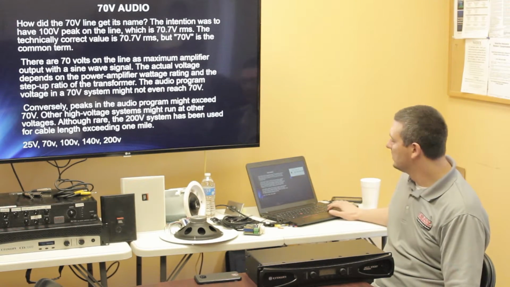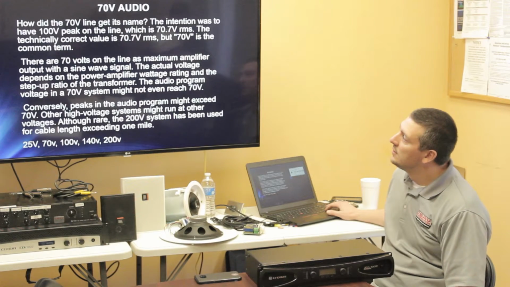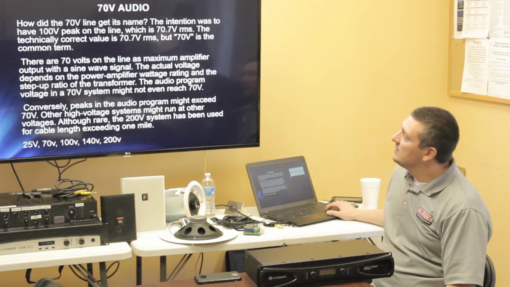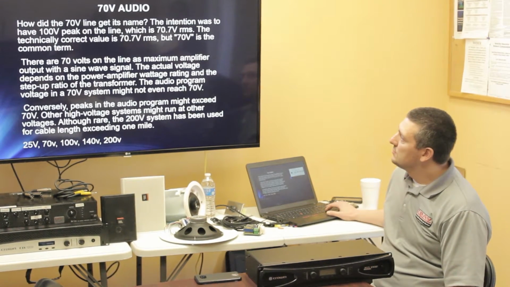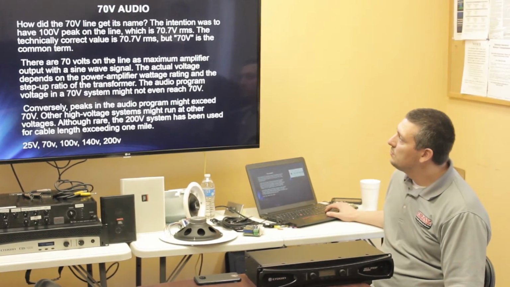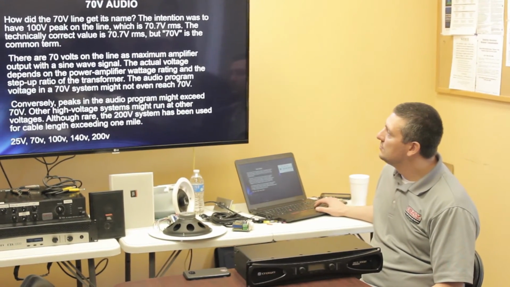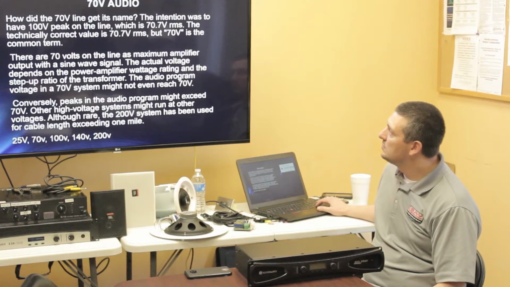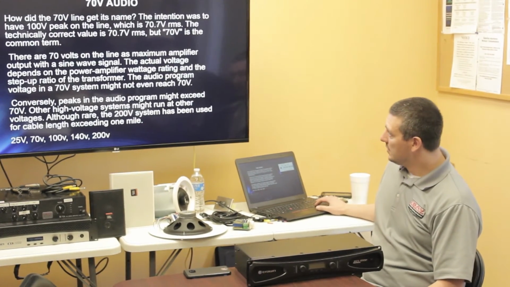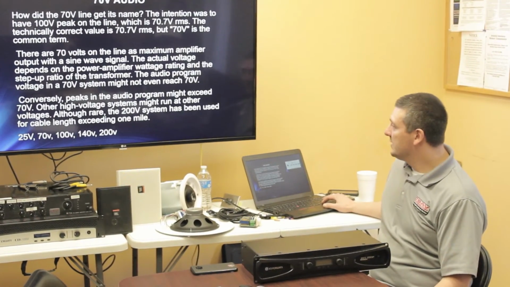You can read that later, just a little bit. So how did the 70 volt line get its name? This is kind of a little history about it. The intention was to have a 100 volt peak on the line, which if you meter it out ends up to be 70.7. So 70 volt became the common term.